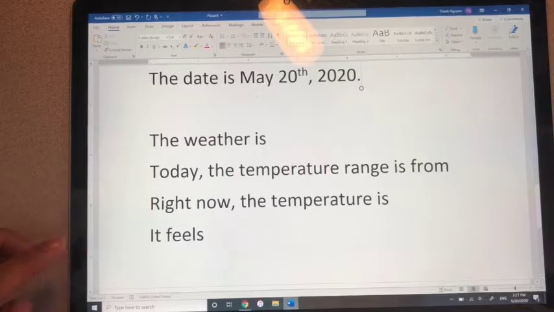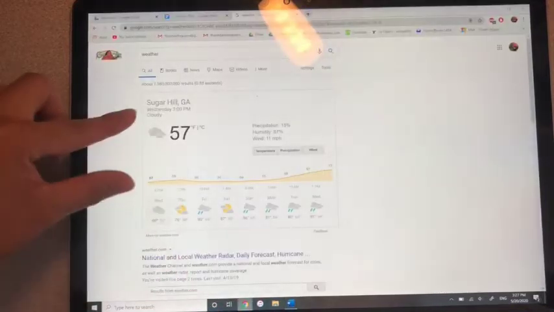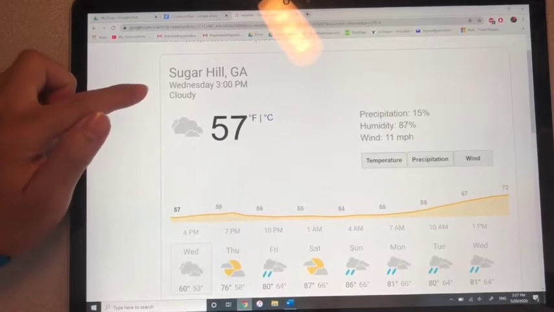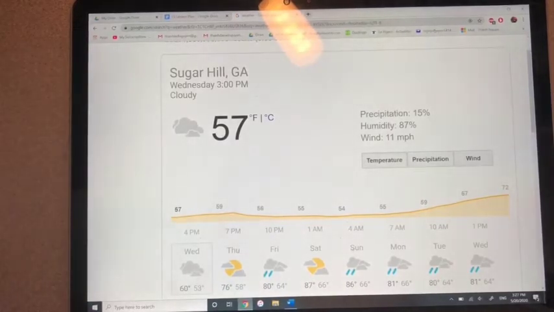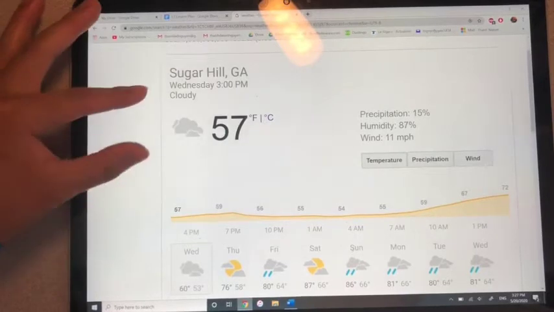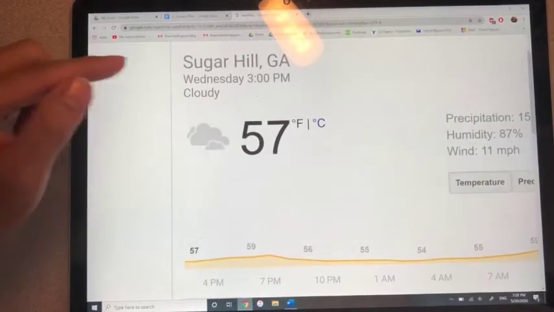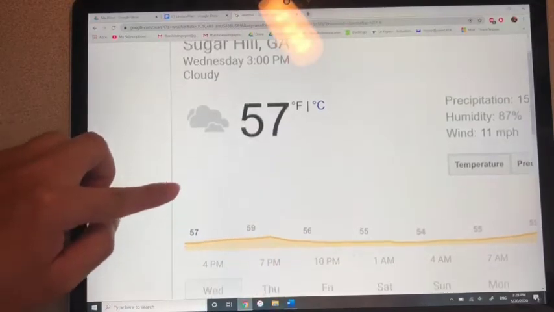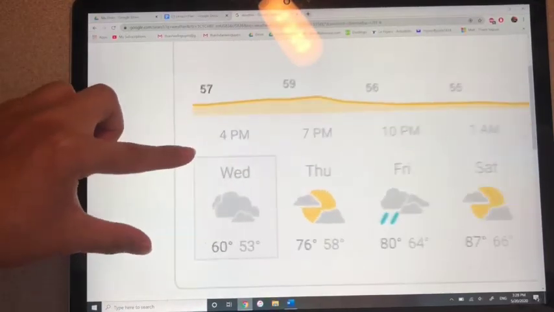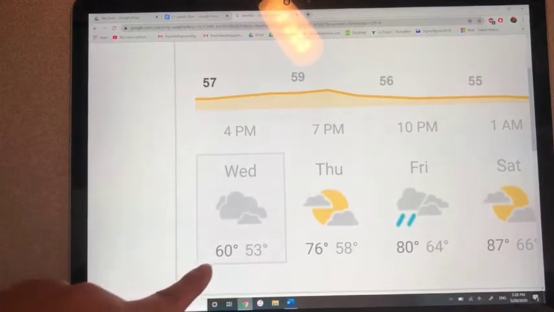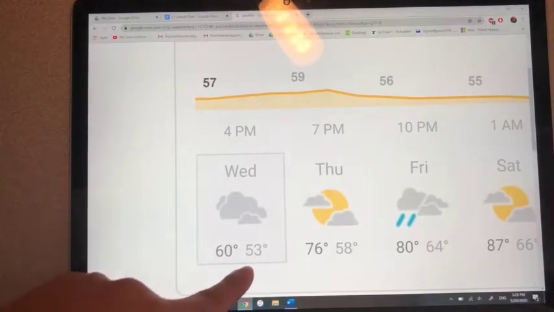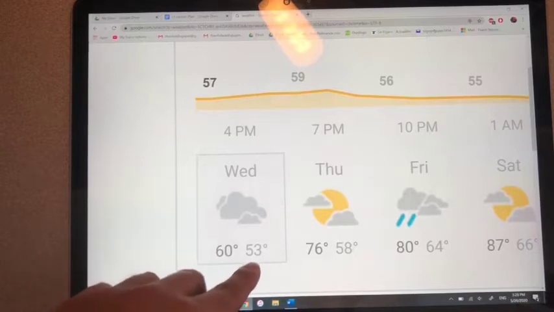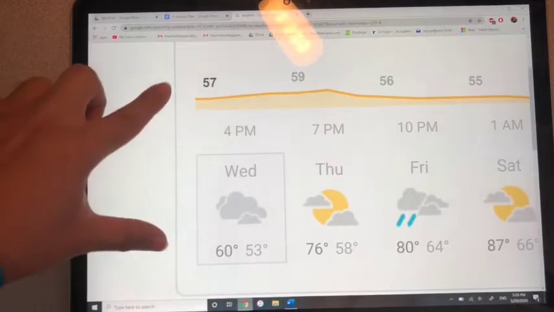So let's do the weather. So right now it is Wednesday at 3 p.m. So it's Wednesday afternoon. The weather right now is cloudy and the temperature is 57 degrees Fahrenheit. At the bottom we have the temperature range. We have the high temperature and the low temperature. So today, the temperature is between 53 and 60 degrees Fahrenheit.